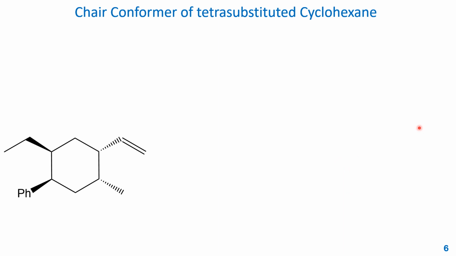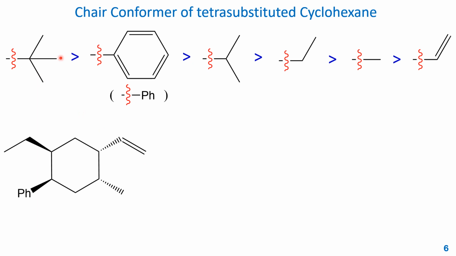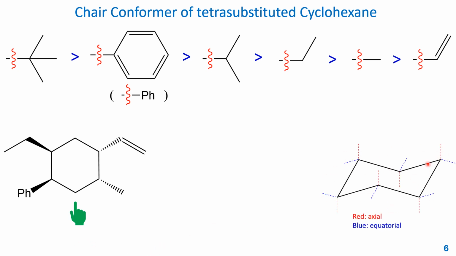And now what about tetra-substituted cyclohexane? With 4 groups, or even 5 or 6 groups, it is always the same rule: the largest group must be equatorial. Here we have phenyl, ethyl, methyl, and vinyl groups. We still have the same order: phenyl is larger than ethyl, ethyl is larger than methyl, and methyl is larger than vinyl. Again, we can look at this side view to help identify the equatorial positions.